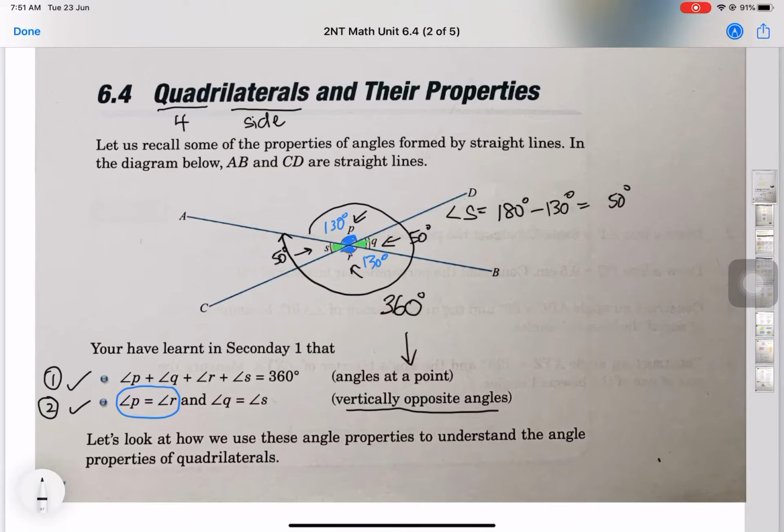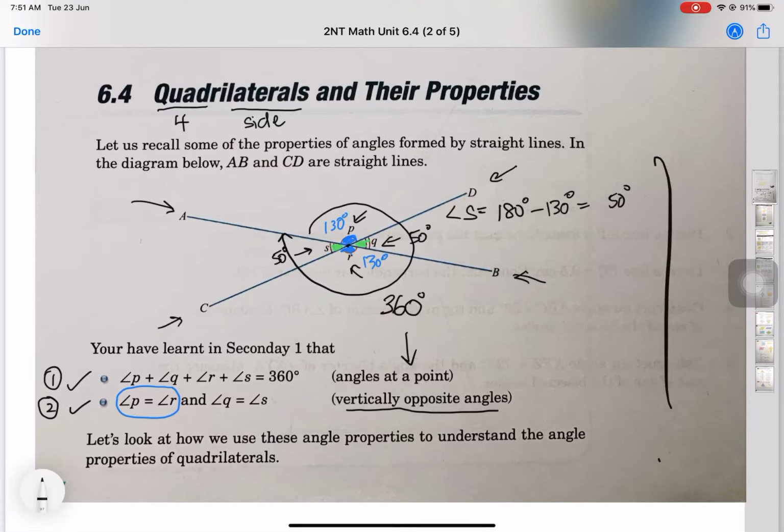Of course, you also have to take note that these 2 rules can only be applied if AB is a straight line, and CD is a straight line also. So AB and CD must be straight lines, and then they intersect here, and then we can get these 2 rules. That's got nothing to do with quadrilaterals, everybody. This is just a revision of Sec 1 work.